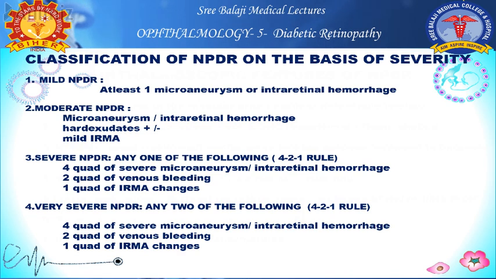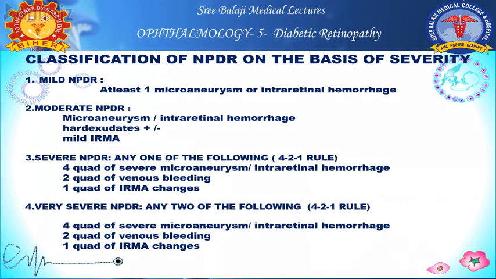Classification of non-proliferative diabetic retinopathy on the basis of severity. Mild NPDR, here at least one microaneurysm should be present in the retina. Moderate NPDR, here microaneurysm or intraretinal hemorrhages may be present, hard exudates may or may not be present, and mild intraretinal microvascular abnormalities may be noted.